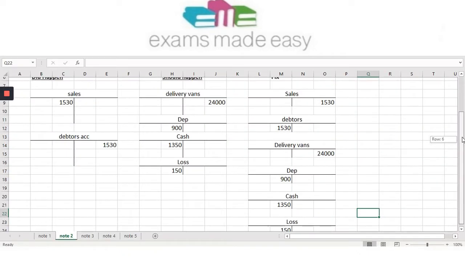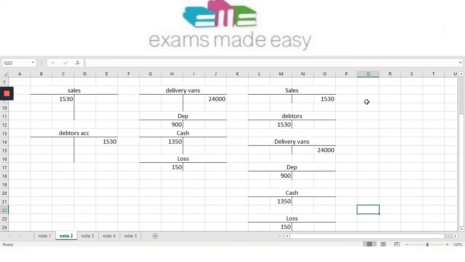Going back to it, what do you do after that? So, sales figure. Sales is P&L. It's on the credit side, so you're going to add to P and L. Debtors is a debit account, so you're going to add to debtors in the balance sheet. Delivery vans is an asset, so you're going to take from delivery vans in the balance sheet.